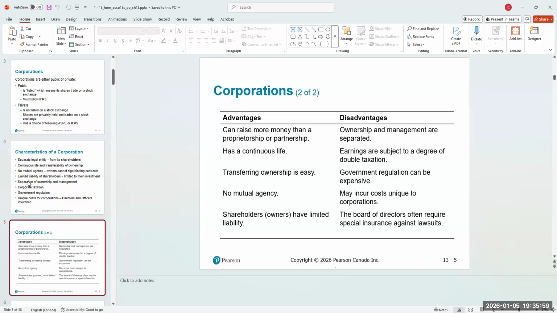There's no mutual agency, so nobody can bind the shareholders. Whoever has a share cannot make a decision on behalf of the corporation. And the shareholders have limited liability. They still have liability, but it's limited. Usually, it's limited to their contribution or their investment.